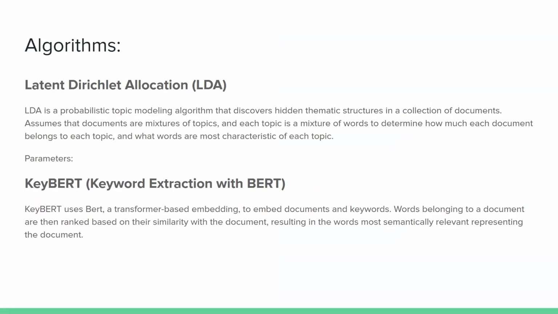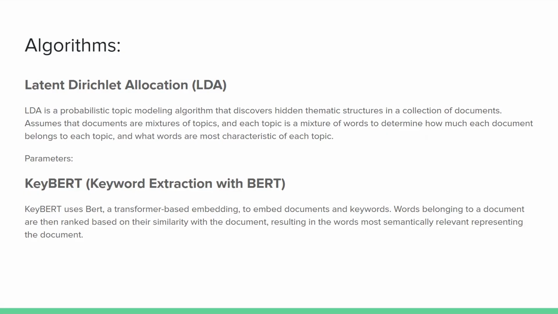The two algorithms used for topic analysis are latent Dirichlet allocation, or LDA, and KeyBERT. LDA is a probabilistic topic modeling algorithm that discovers hidden thematic structures in a collection of documents. It assumes that documents belong to each topic and what words are most characteristic of each topic.